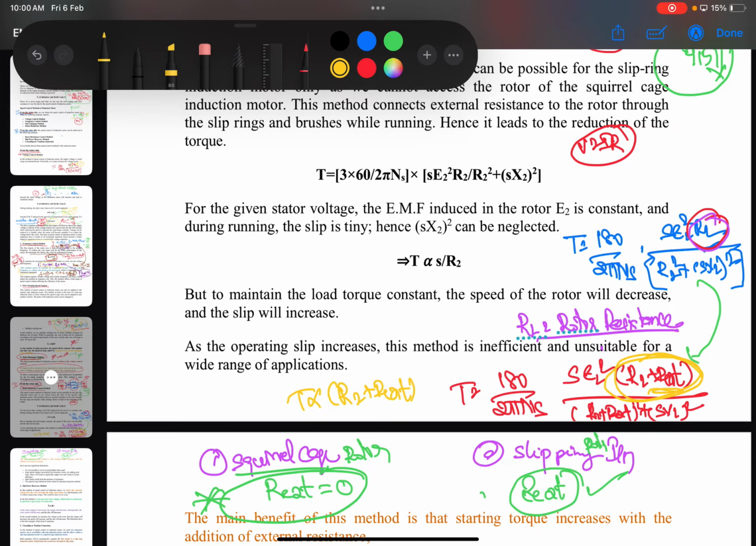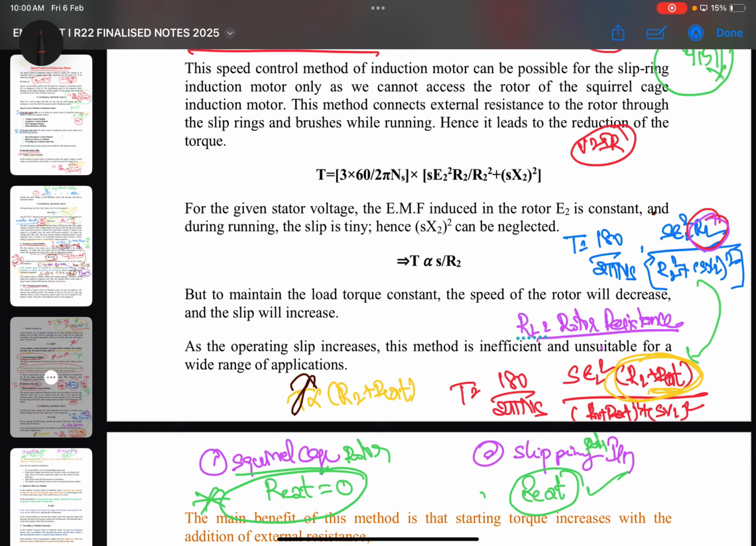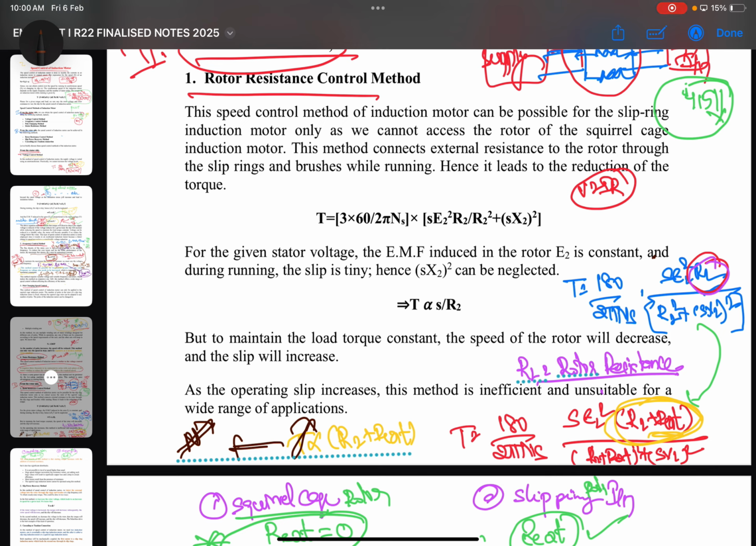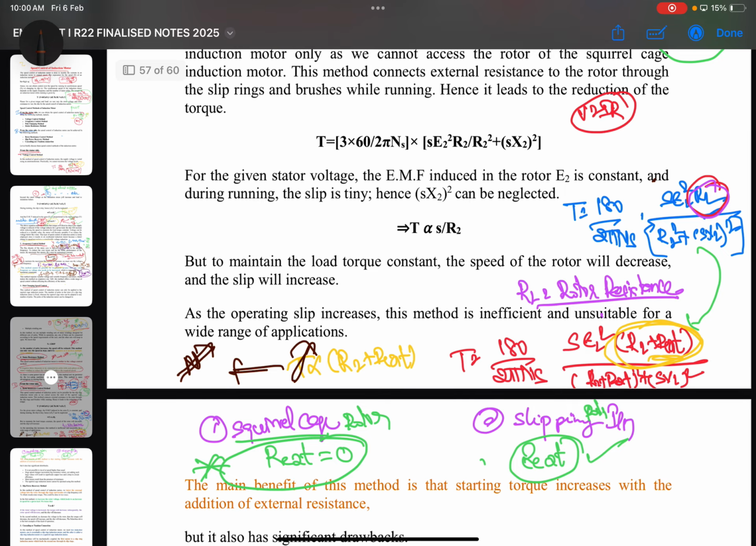So is torque changing or not? As torque is changing here, then what happens? Speed also changes, which we discussed from the previous cases. From the torque slip characteristics, when torque changes, slip changes, and speed changes. I hope it's clear. In rotor, what is the heading here? Rotor resistance control method. It is specific to which type? Slip ring induction motor, not to the squirrel cage. In squirrel cage, there is no provision here. As rotor resistance is added, torque can be varied, as well as speed can be varied here.